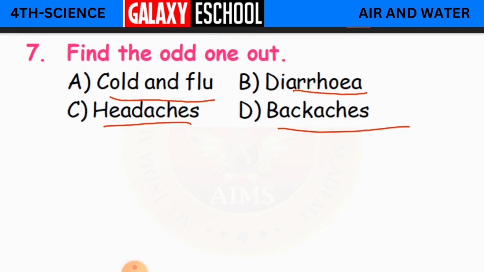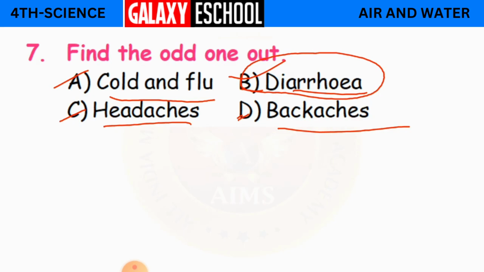So which one is the odd one now? Diarrhea, that is the B option, because A, C and D are painful sicknesses, and B is just vomiting and motions where you feel weak. Okay, children, clear? Now the next question here.